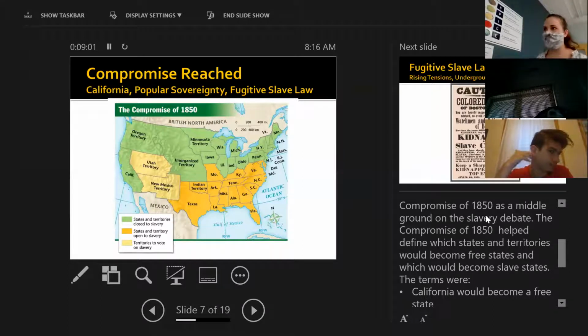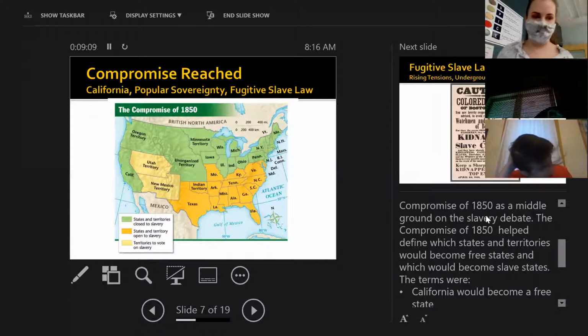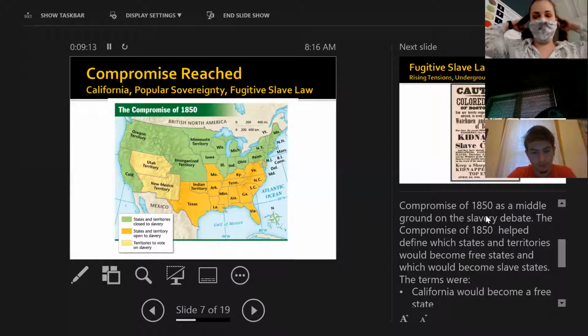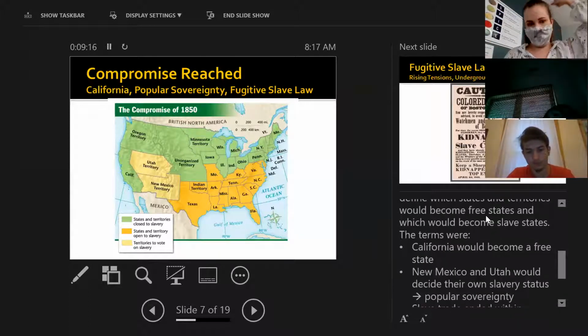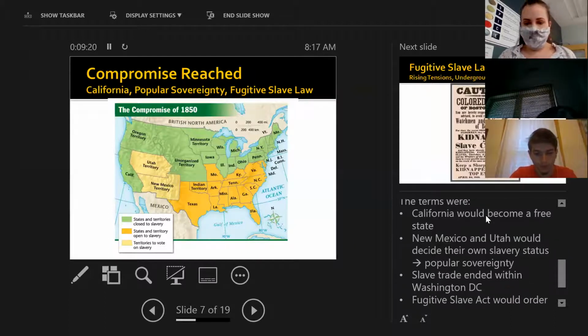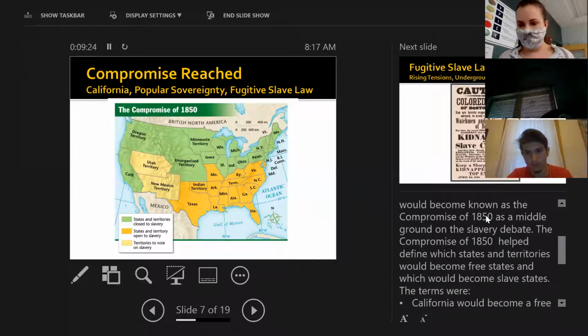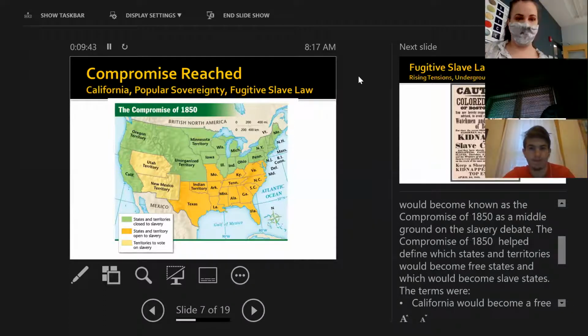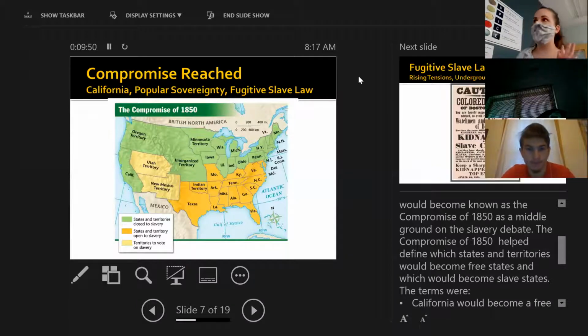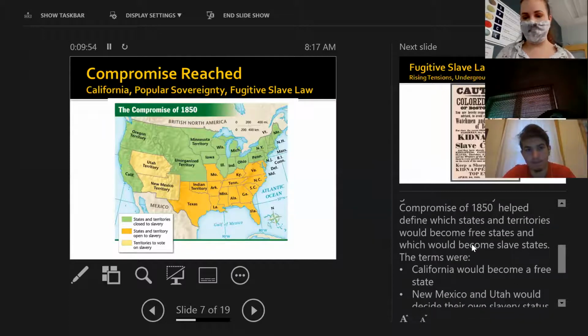The Compromise of 1850, proposed by Henry Clay, is an attempt at placating both the North and the South to try to dissolve the slavery debate. So again, the goal was to placate the North and the South. And placate in this instance is just like, you guys calm down. It's going to be fine. Let's stop arguing about the slavery thing. And the Compromise of 1850 had four pieces.